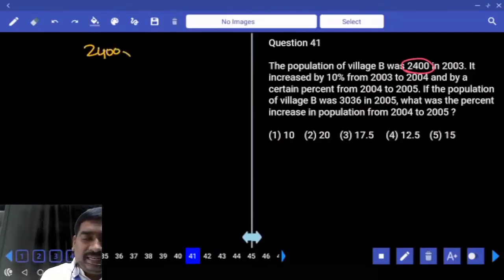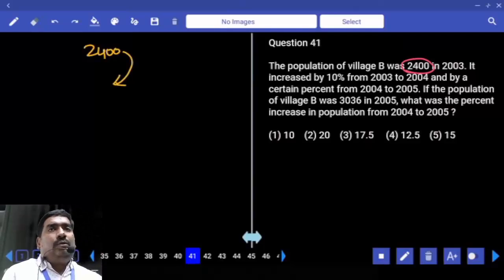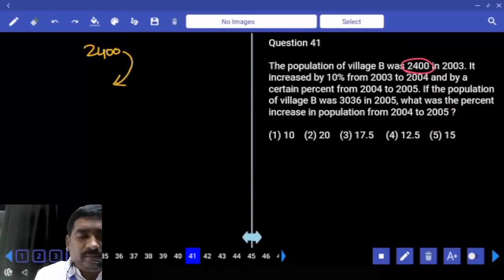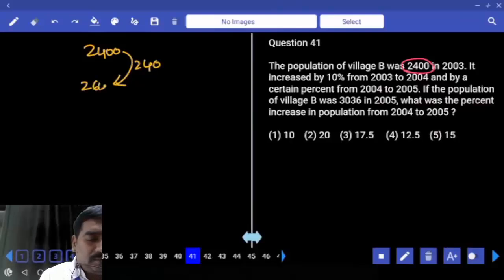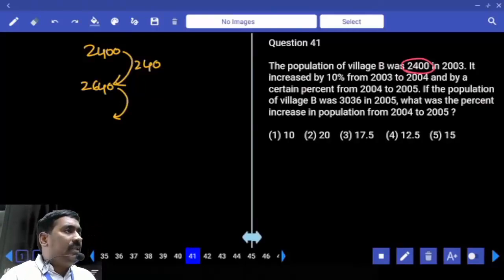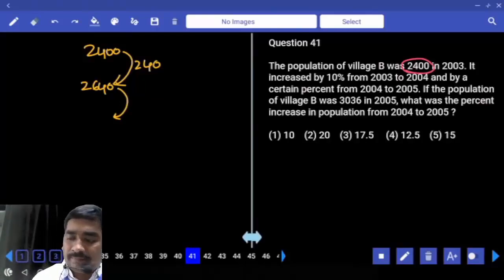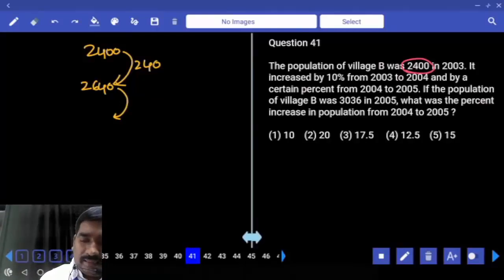2400. It increased by 10%. 10% of 2400, the total became 2640. And it also increased by some x%. We don't know what that is. But finally it became 3036. Final population became 3036.